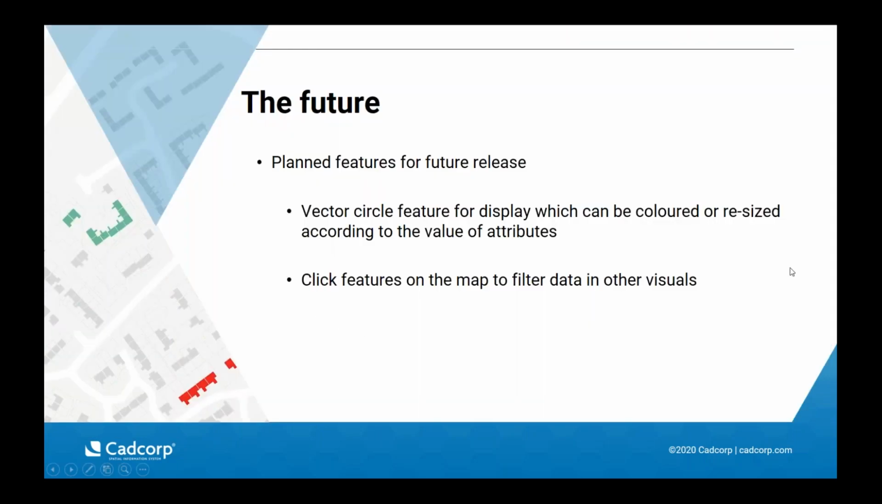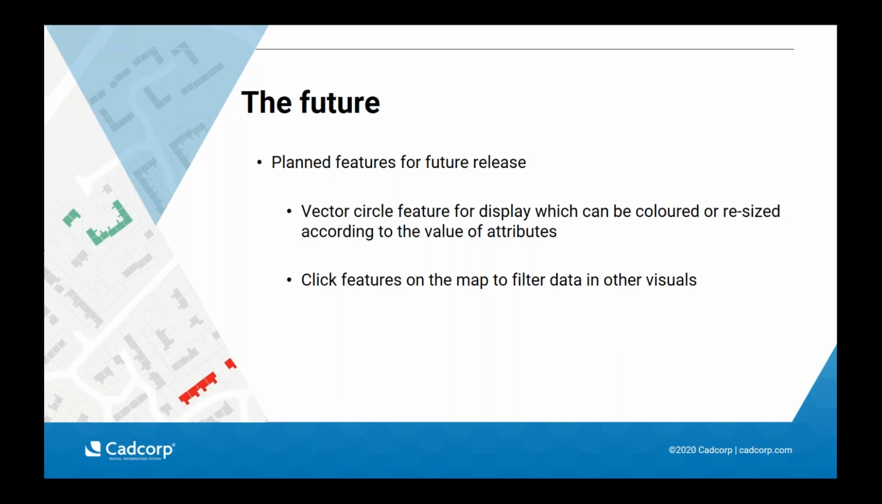So in the future, we've got a few planned features that we're really keen to include in the near future, which we obviously couldn't demonstrate today, but these are things we're currently working on. So the first one is the capability to have a vector circle feature for display, which can be colored or resized according to the value of attributes. So if one of your columns in your data set has a value such as number of incidents at that location, or the sum of arrears, for example, then the vector circle will act as a theme and can change the color depending on the attribute, or even the size. So it can be like a graduated theme as well. So that's an additional feature which will allow much more spatial analysis within the application. So that's something to look out for in the very near future as well.